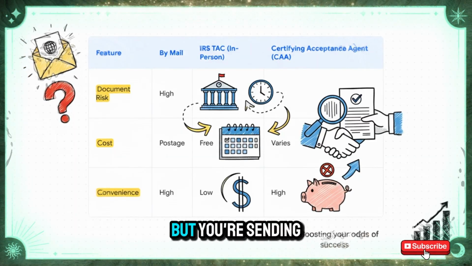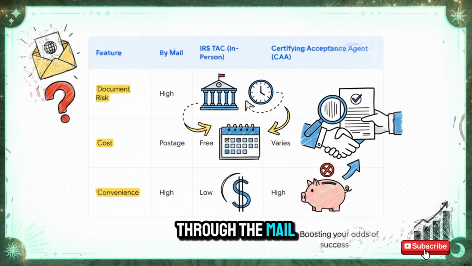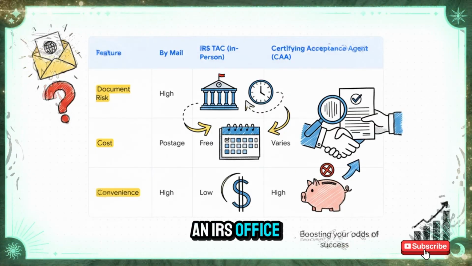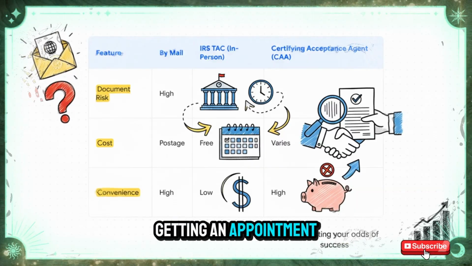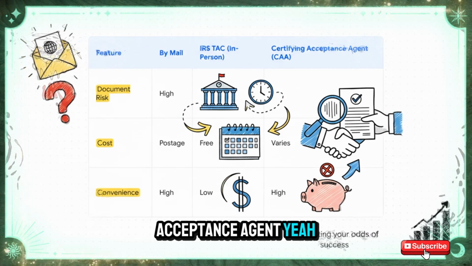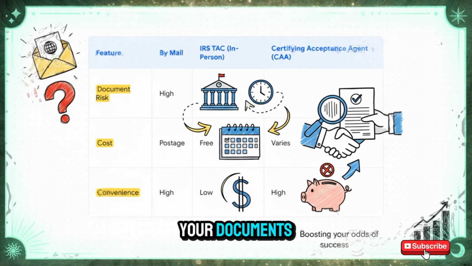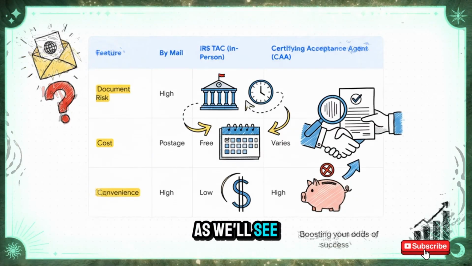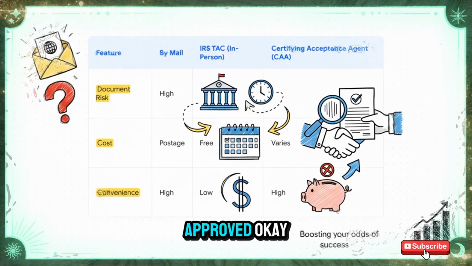You can mail it in, but you're sending your original passport through the mail, which is a big risk. You could go in person to an IRS office, which is free, but good luck getting an appointment. Or there's the third way, use a certifying acceptance agent. Yeah, it costs money, but they check your documents and hand them right back to you. That seriously lowers your risk and, as we'll see, really helps your chances of getting approved.